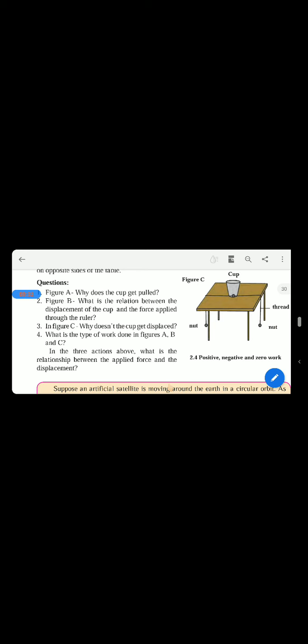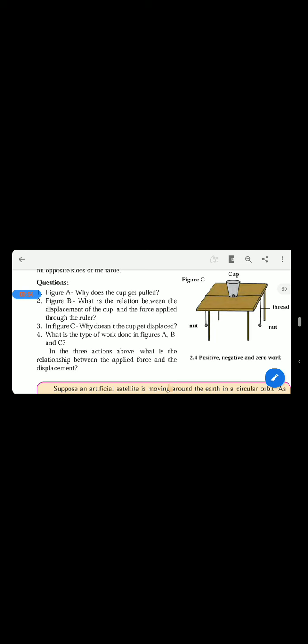Question 1. Why does the cup get pulled? Because the applied force is greater than the force of friction between the surface of the table and the cup and thread. Second, what is the relation between the displacement of the cup and the force applied through the ruler? Their directions are opposite.